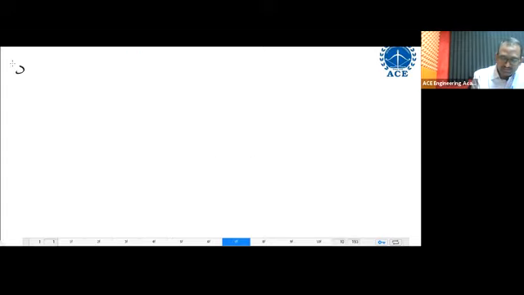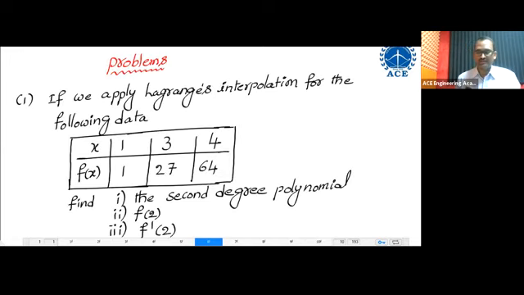The technique of writing, I will let you know. Observe. And my suggestion to all: don't try to remember any formula regarding Lagrange's interpolation. Directly you can write in this manner. You are writing the first term, so assume that the first term has been deleted. Next, numerator: x minus 3 into x minus 4.